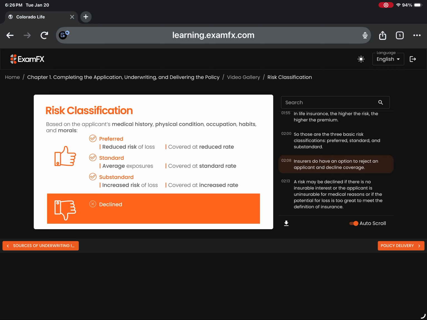Insurers do have an option to reject an applicant and decline coverage. A risk may be declined if there is no insurable interest, or the applicant is uninsurable for medical reasons, or if the potential for loss is too great to meet the definition of insurance.